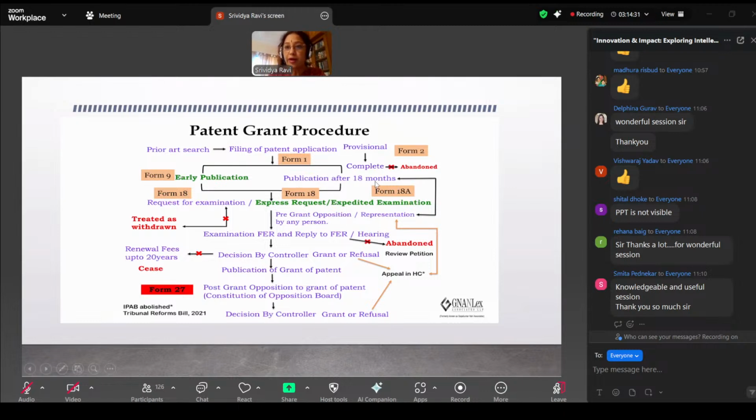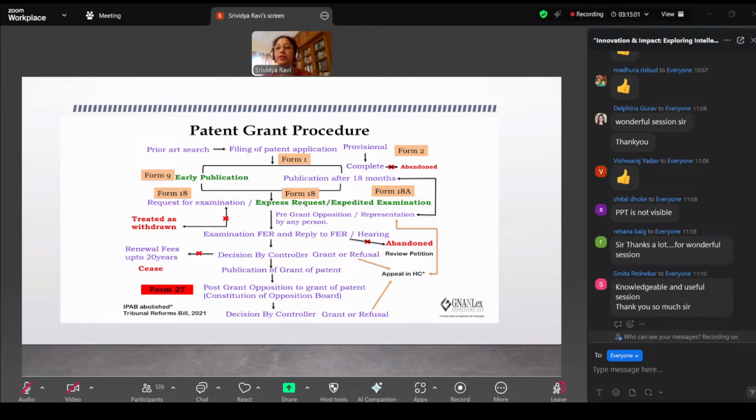If you want to fast track and not wait for 18 months, you can opt for what is called early publication, and within a month or two, the patent will get published. Now, once the patent is published at an earlier date or at 18 months, then it is your duty as inventor or applicant to request the patent office to examine your application. The patent office has to examine your application.